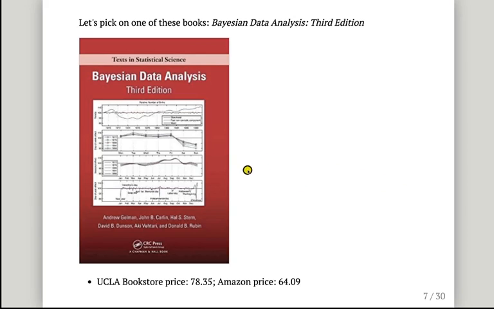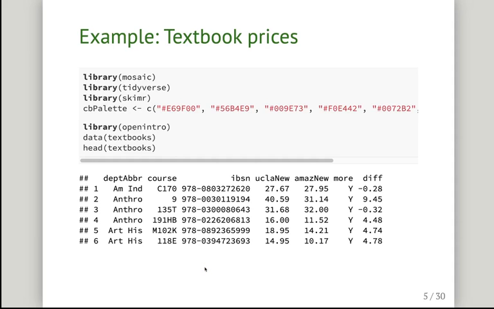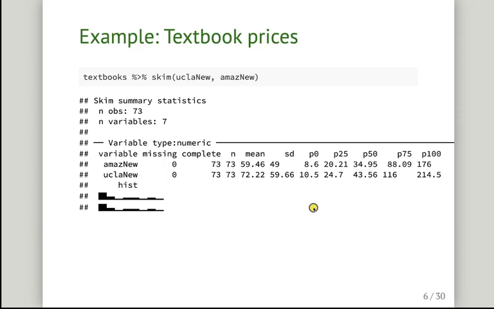This textbook happens to cost $78.35 at UCLA in 2017. On Amazon in 2017, this book cost $64.09. So the difference would be, what do you think? The difference is going to be positive because the book cost more at UCLA than it did at Amazon.